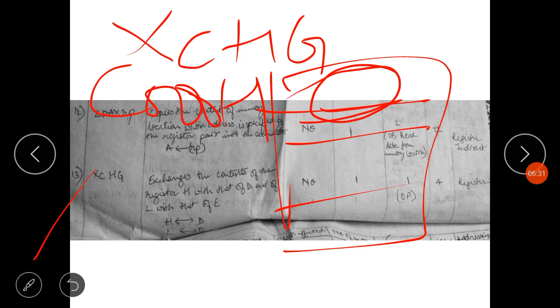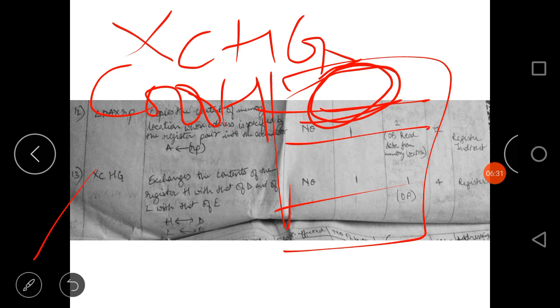Now what will happen? When the microprocessor is going to execute this instruction, the first machine cycle will be used for fetching the opcode of the instruction and decoding it. Once the opcode is fetched and decoded, the microprocessor will know it has to exchange the content of HL register pair with that of DE register pair. Since HL and DE register pairs are present inside the microprocessor, in one machine cycle the whole instruction will get executed.